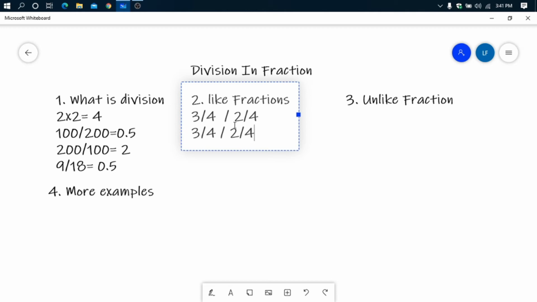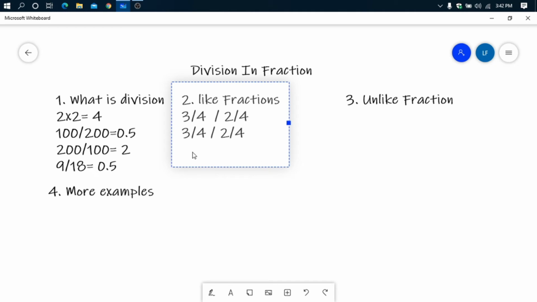So when you're taking the reciprocal of this fraction over here, it only works on fractions, I think. More on that later. So if we take the reciprocal, then this sign, which shows it's a division, will become a multiplication sign. So it will become 3 into 4 by 2.